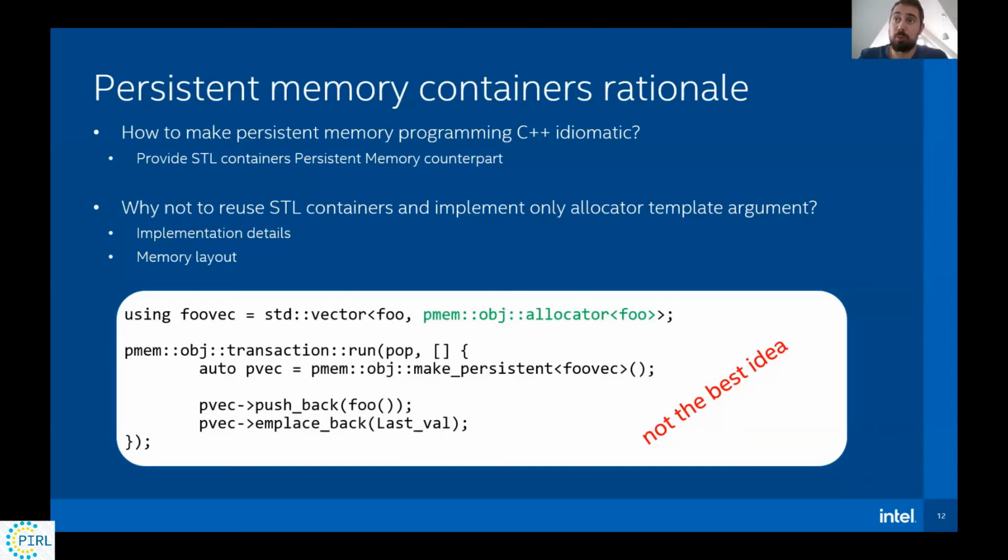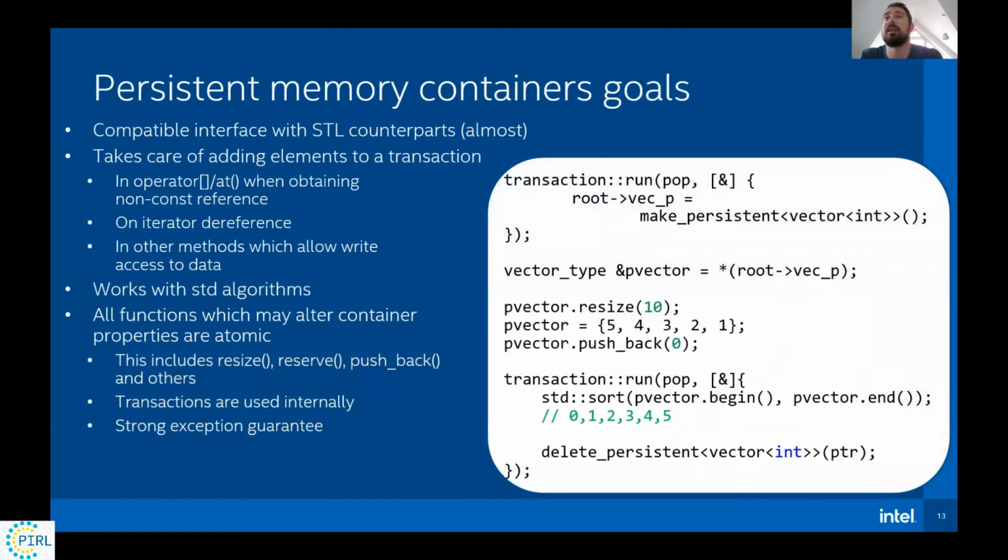Persistent memory containers should be designed with awareness of fragmentation limitations. And the second issue is memory layout. Basically, STL does not guarantee that container layout will remain unchanged in new library versions. So this is why we implemented our own containers with optimized on-media layouts and algorithms to fully exploit persistent memory potential. And their methods should guarantee atomicity, consistency, and durability.